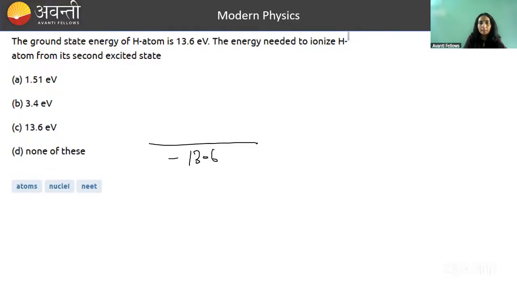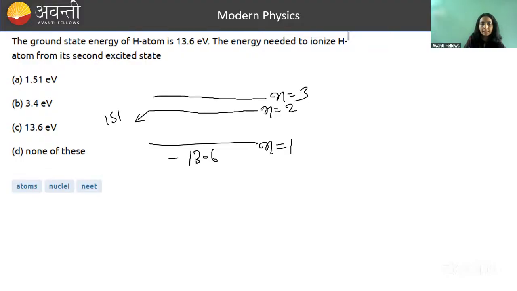The question: the energy needed to ionize a hydrogen atom from its second excited state. So this is ground state. Ground state means n equal to 1. First excited state means n equal to 2. Second excited state means what? Second excited state means n equal to 3. You have to be careful. This is n equal to 3. So this is first excited state, and this is second excited state, and so on. Done it? So you have to ionize the atom from its second excited state.